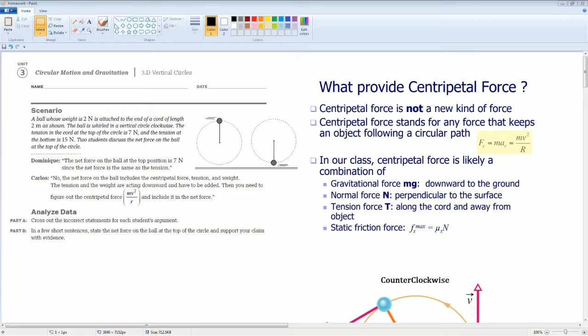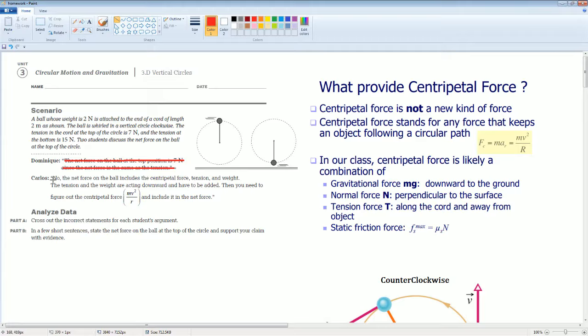All right. First of all, Dominic says the net force on the ball at the top is 7 newtons since the net force is the same as tension. So this makes no sense. The problem says the tension in the cord at the top is 7 newtons. So that is wrong. Since the net force is the same thing as tension, no, that's not correct, because there are more forces besides tension involved there.